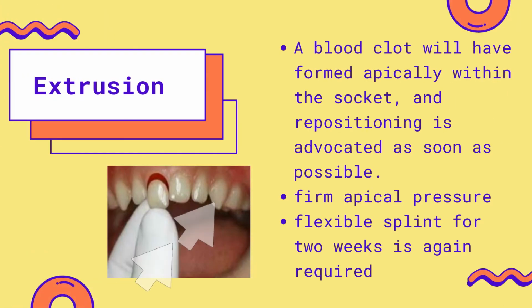Extrusion. A blood clot will have formed apically within the socket and repositioning is advocated as soon as possible. Local anesthetic may not be required and firm apical pressure on the crown will often reposition the tooth. Flexible splint for 2 weeks is again required.